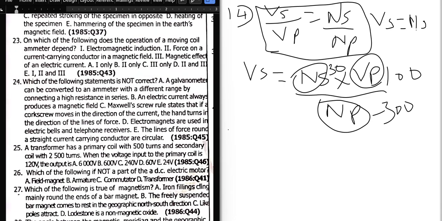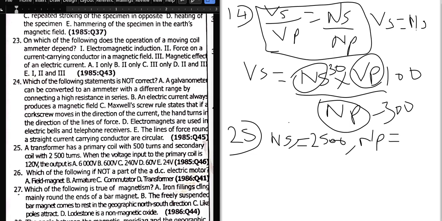All right, so 25 is the next one. We have a transformer with a primary coil with 500 turns and a secondary coil with 2500 turns. When the voltage input to the primary coil is 120 volts, the output is what? So we have secondary turns to be 2500, primary turns to be 500, and primary voltage to be 120 volts.